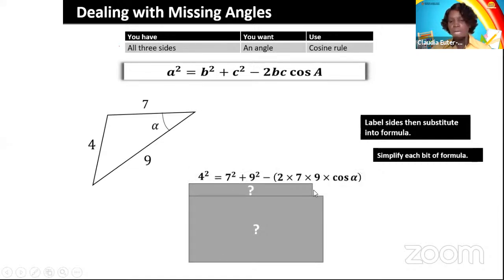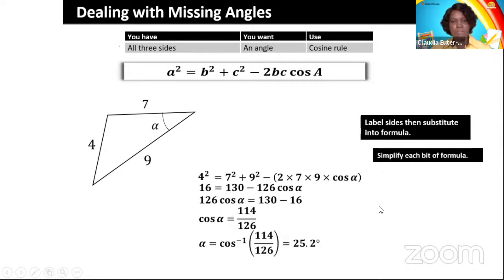Substitute correctly in the formula, and because you're asked to find cos A, you're asked to find an angle, so you need to apply your inverse. You need to apply your inverse on your calculator. It means that you need to know how to find the inverse on your calculator. So that's what you need to be checking also. How do I find the inverse on the calculator?